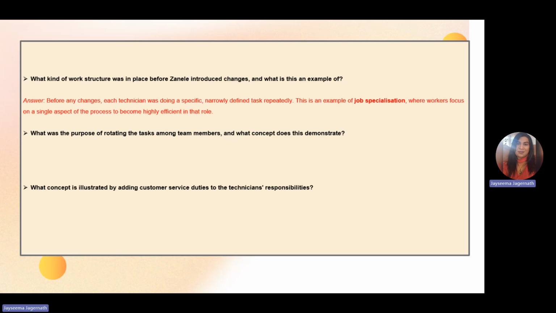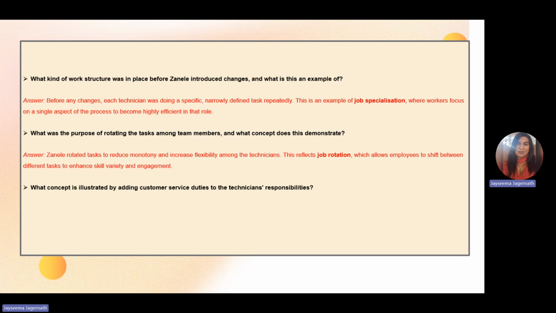Okay, so what is the purpose of rotating the tasks among team members, and what concept does this demonstrate? Zanele rotated tasks to reduce monotony and increase flexibility among the technicians, and this is job rotation. In certain circumstances, like perhaps a chartered accountant who studied for many years, that is a skill that they learn, they do the same thing over and over again, and they are specialists in their field.